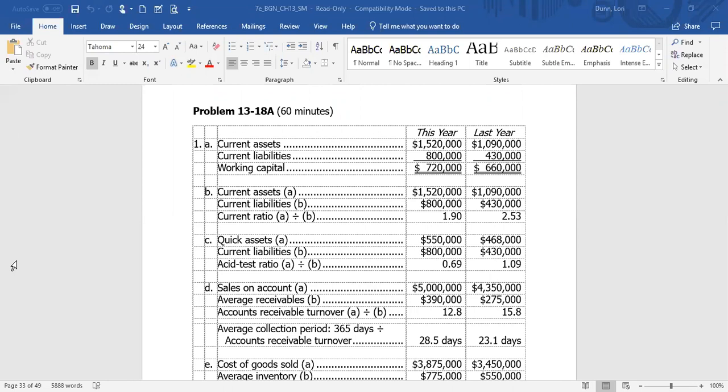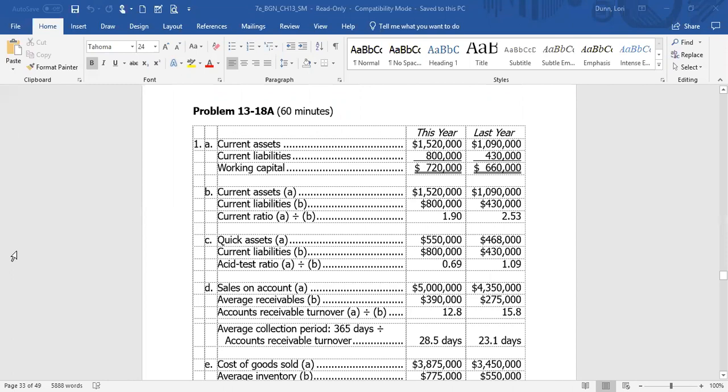Another way people look at this is they'll say, if all of the current liabilities became due, how much immediately, all of them at once, would we have enough in those liquid assets to pay them? And the answer would be no for this year. Last year, yes. So we became a little bit financially weaker with regards to this ratio. That's all we're saying here.